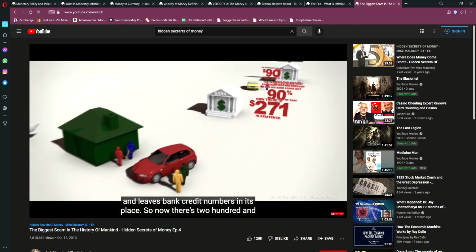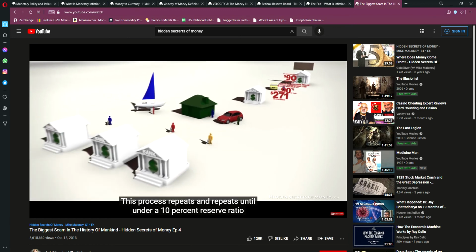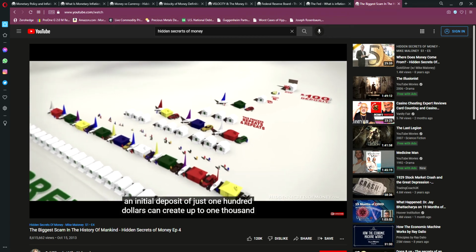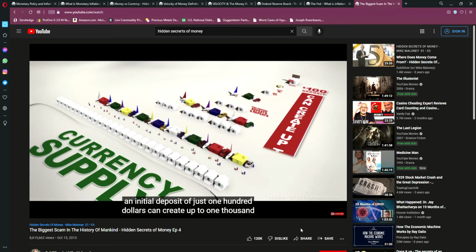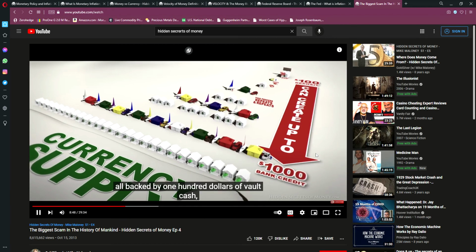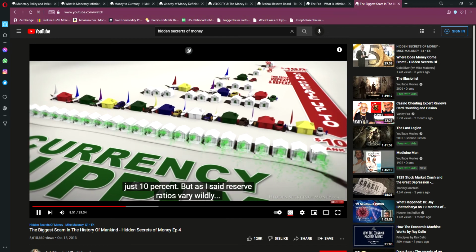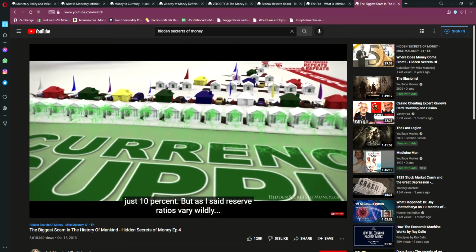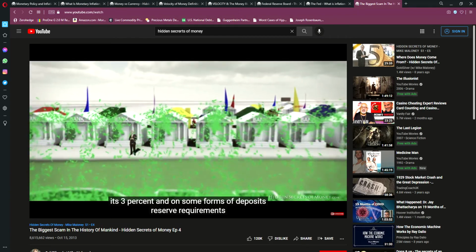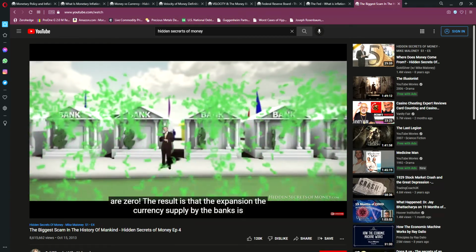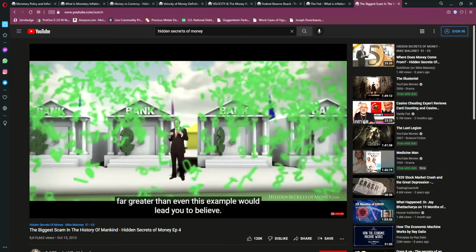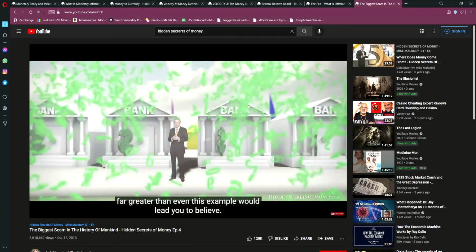So now there's $271 in existence. This process repeats and repeats until, under a 10% reserve ratio, an initial deposit of just $100 can create up to $1,000 of bank credit, all backed by $100 of vault cash, just 10%. But as I said, reserve ratios vary wildly. On some deposits it's 10%, on others it's 3%, and on some forms of deposits, reserve requirements are 0. The result is that the expansion of the currency supply by the banks is far greater than even this example would lead you to believe.